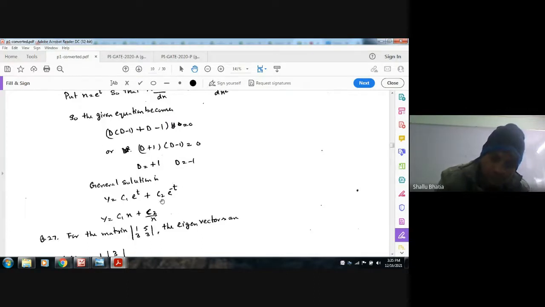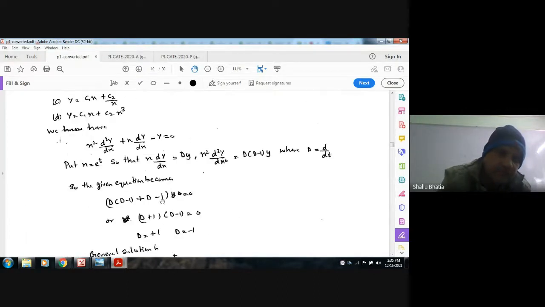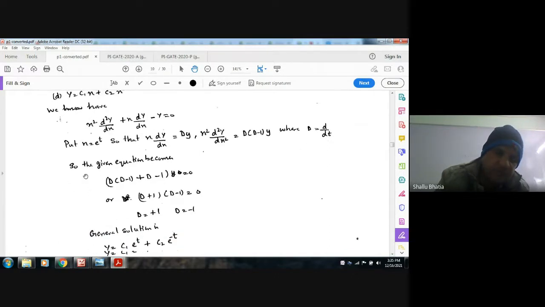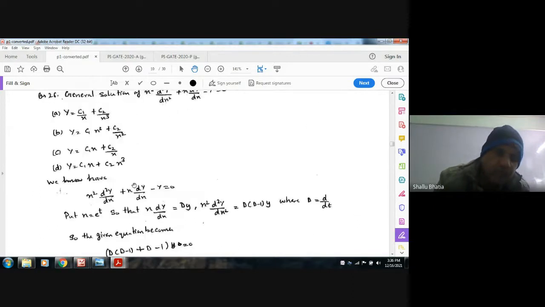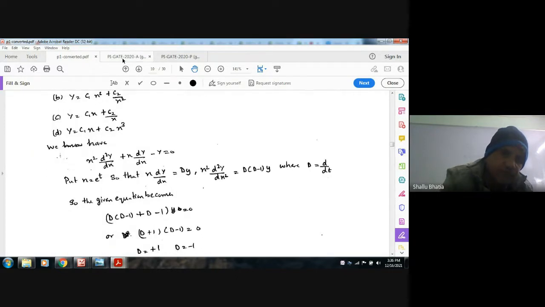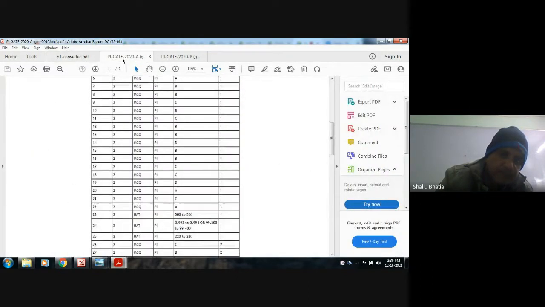So e^t is your x. Here it should be D1 t and D2 t, where D1 is plus 1 t and D2 is minus 1 t. So it is e^t and e^(minus t). Putting e^t is equal to x, the answer will be C. So question number 26, C is the answer.